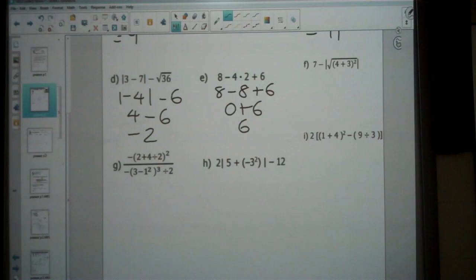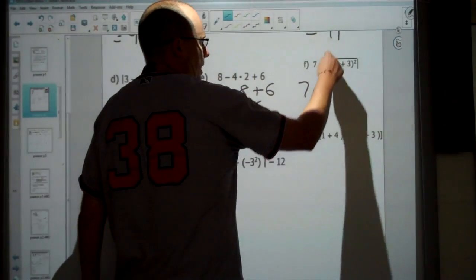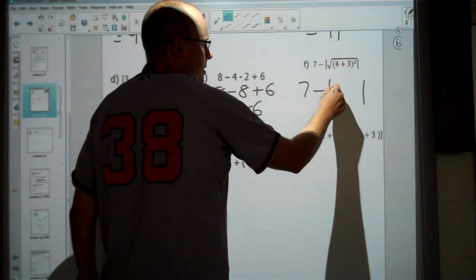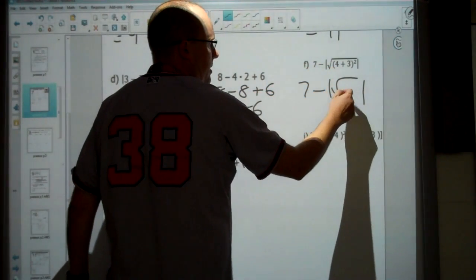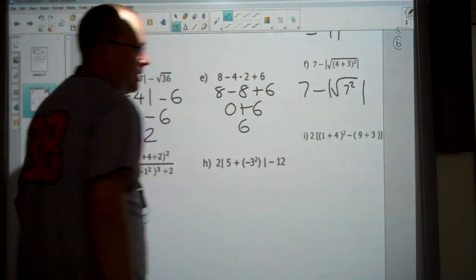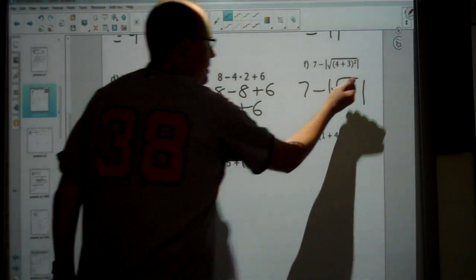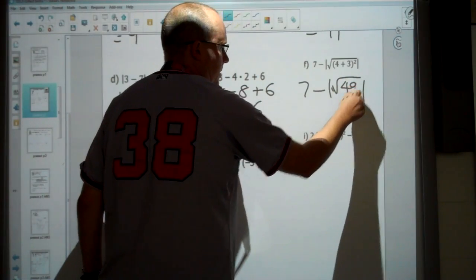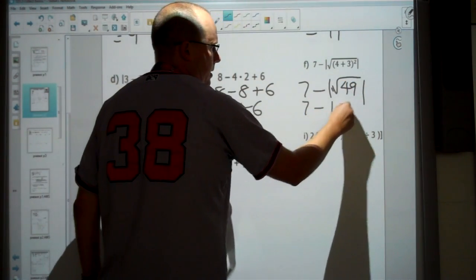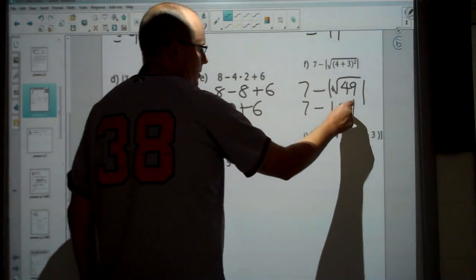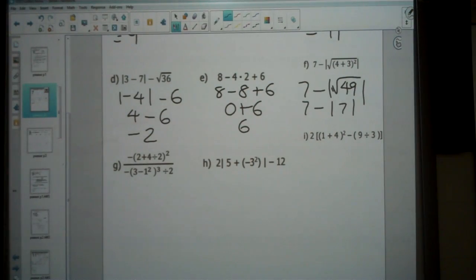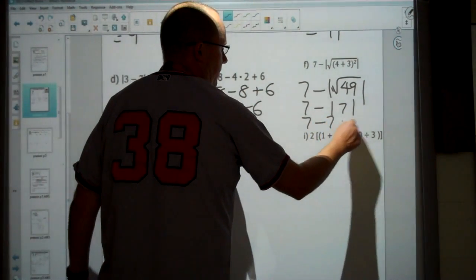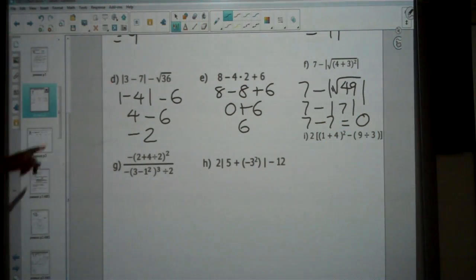Now when I get to F, I've actually got 3 grouping symbols on this question. I have absolute value, I have a square root, and I also have the parentheses. So I'm going to work inwards and then start working outwards. So I'm going to start in the middle first. So 4 plus 3, I can see, is 7. And I know I have to square it. So 7 squared, that's 49. Now I'm going to do the square root of 49, which is 7. And then the absolute value of 7 is just 7. It doesn't change it from positive to negative. It only makes things that are negative positive. So this is just 7 take away 7. And therefore the answer for that would be 0.